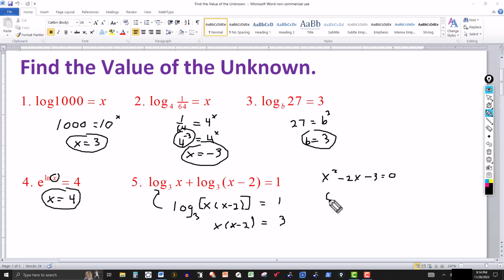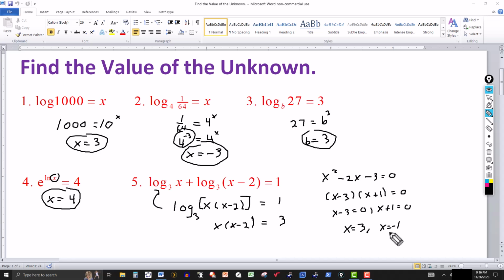So I can factor this into x minus 3 and x plus 1. Then we set each factor equal to 0, because we have a product equal to 0, so one factor has to be 0, or the other has to be 0, or they're both 0. We add 3 to both sides here, we get x equal to 3. And on the other one, adding negative 1 to both sides, we get x equal to negative 1.